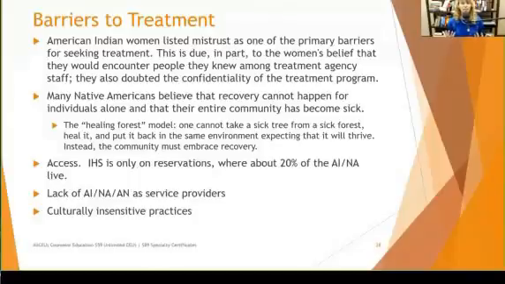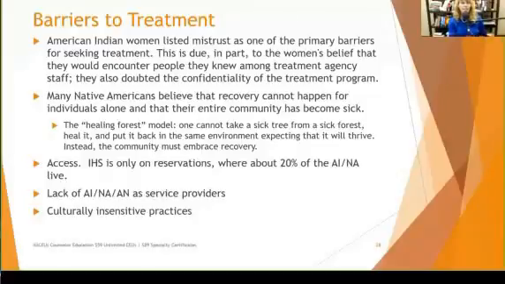community has become sick. The healing forest model, or metaphor, says that one cannot take a sick tree from a forest, heal it, and put it back in the same environment expecting that it will thrive, because whatever was in that environment is probably what made it sick. So the same thing is true for people. So many Native Americans believe it takes the tribe to produce the recovery. It takes multiple people in the environment, whereby you have individuals who don't want their confidentiality breached. So figuring out where your client sits in terms of confidentiality and the desire to have their family as part of treatment. Access is another barrier.